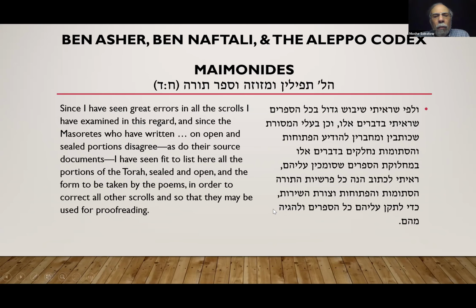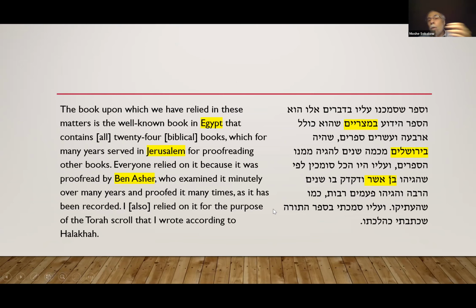And the question arose right away, what was Maimonides following? Which tradition? So he tells us that the book he himself relied upon in these matters, that is the division into parashiot and the way the songs in the Torah are to be constructed, he calls HaSefer HaYadua B'Mitzrayim. It's a book that's well known throughout Egypt.